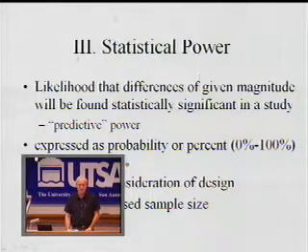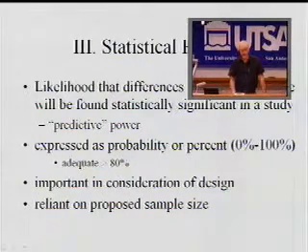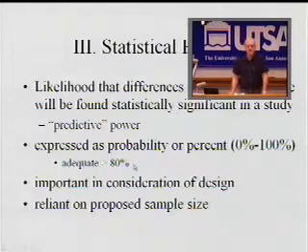So the statistical power then is defined as the likelihood that differences of a given magnitude will be found statistically significant in a study. So this is what we're saying. If you decide that the magnitude of your difference is going to be small, then it is going to ultimately lead you to requiring a very large sample size that you have to estimate separately to demonstrate that you have at least an 80% probability of that being a significant difference.